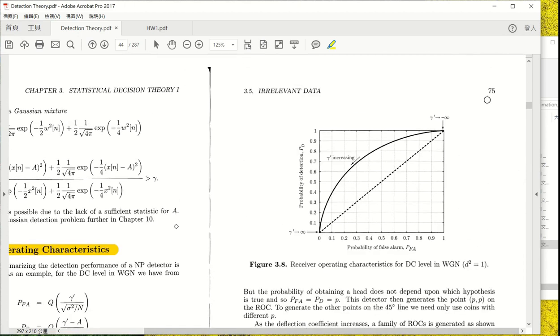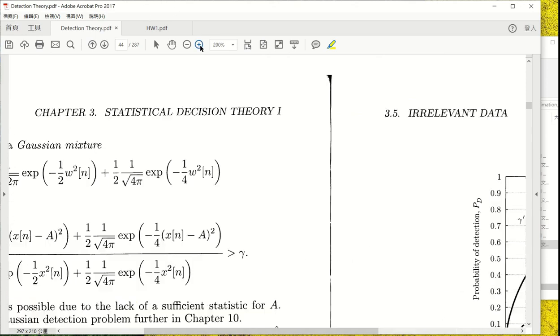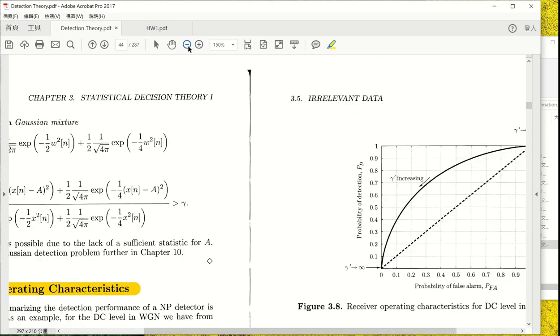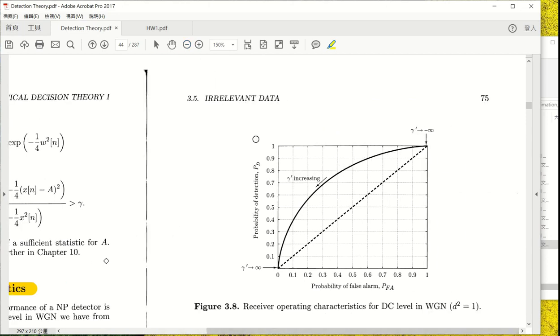So let's come back to page 75. You see this PD versus PFA. So that's the receiver operating characteristics. As you can see, the probability of false alarm, PFA, is at the horizontal axis. The PD, probability of detection, is at the vertical axis.